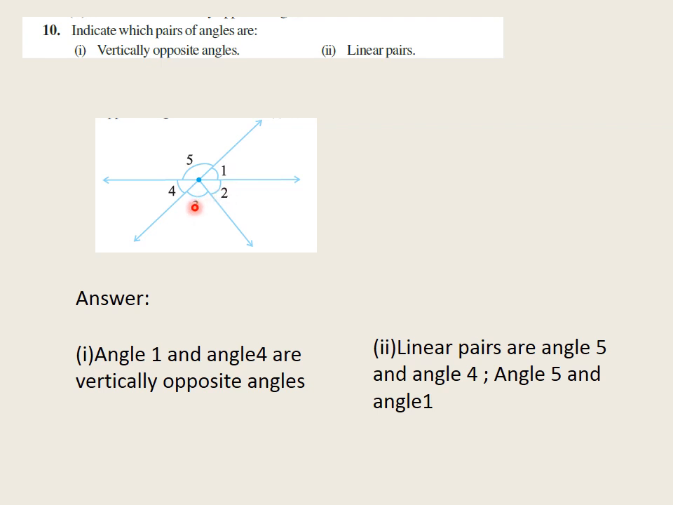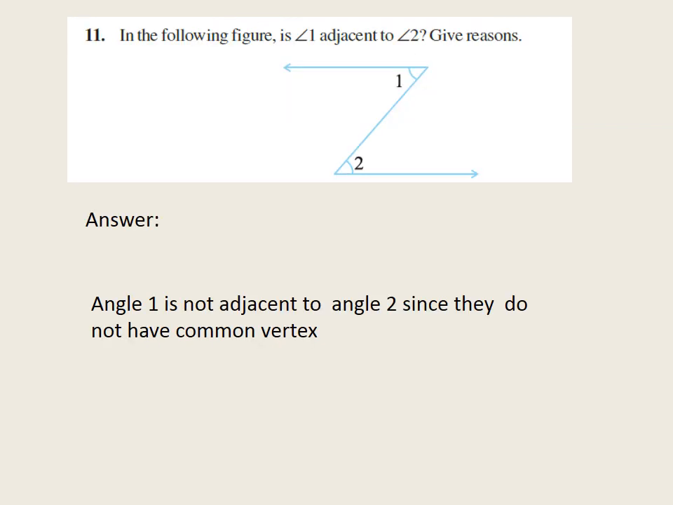Suppose you take 3 and 2. Both of them are adjacent, no doubt, but angle 3 plus angle 2 does not give you 180 degrees. They don't form a straight line. Similarly, angle 1 plus angle 2 don't form a straight line. Let's go to the next question.